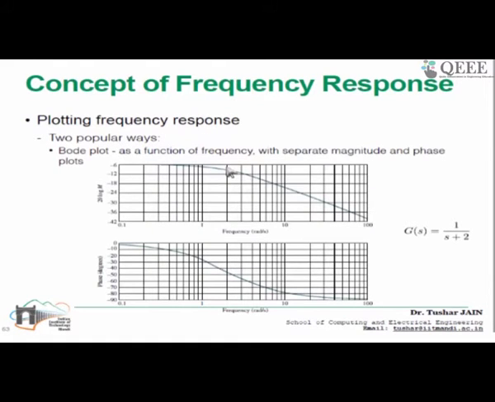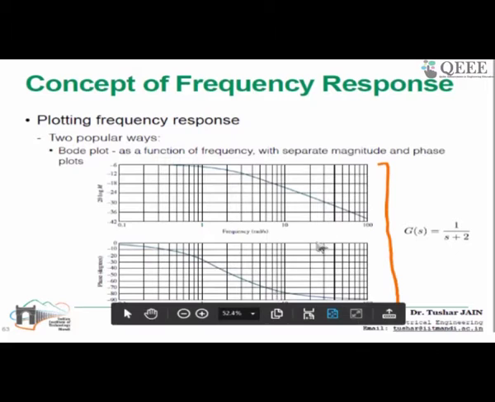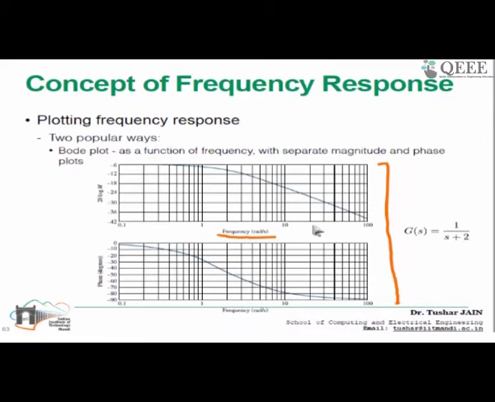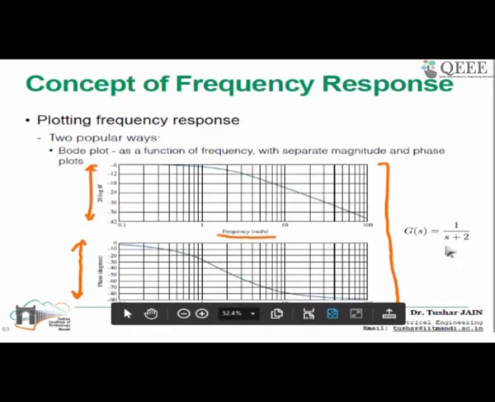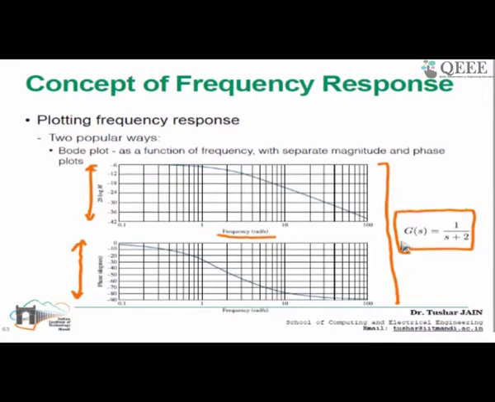When we have the mathematical functions for the magnitude and the phase response, there are two popular ways to plot them. One is a Bode plot, which is a function of frequency, where we separately draw the magnitude response and the phase plots. What do you see here in this Bode plot? The frequency, on the x-axis, is plotted on the logarithmic scale, and the magnitude is also on a logarithmic scale. The phase is generally in degrees. This plot is just an example for G(s) equal to 1 upon s plus 2.